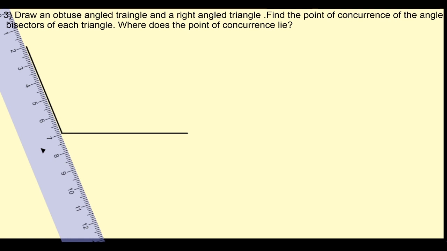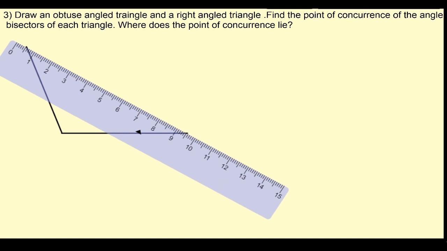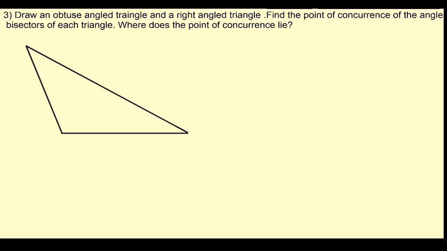Now draw a line using a scale. Now draw the line for the other side of the triangle. Now name the base as BC and name the point as A.